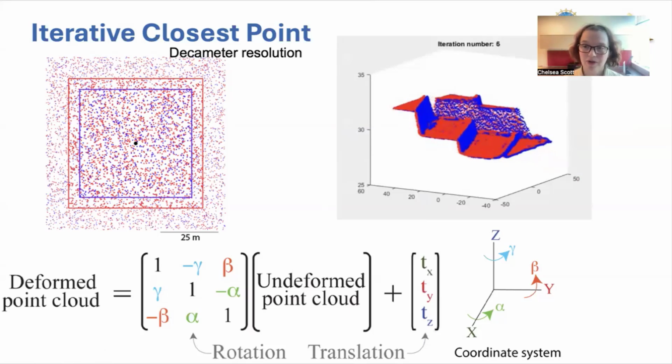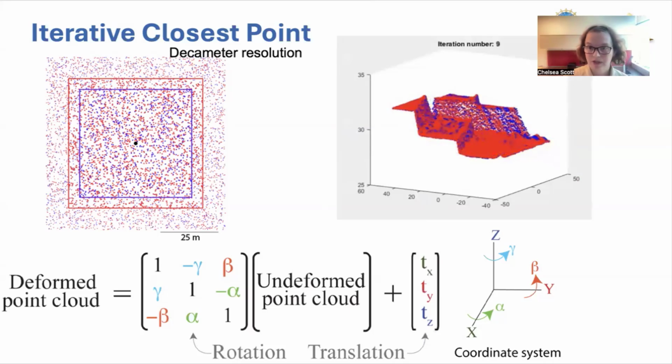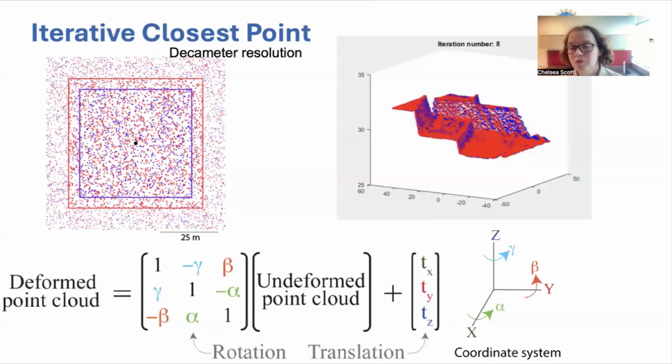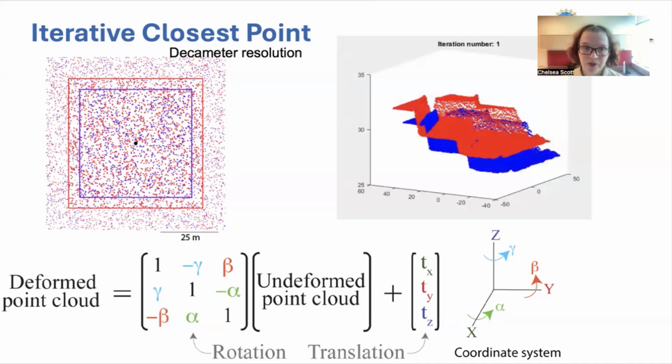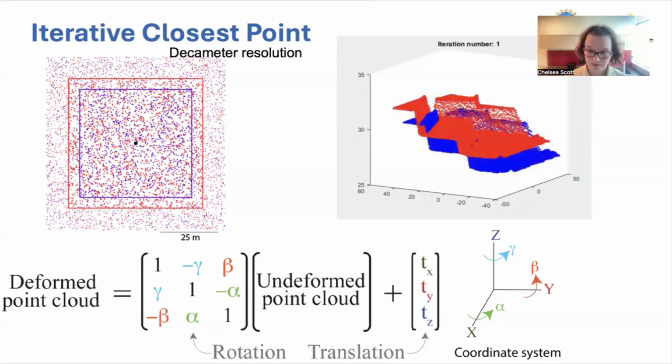And it's important to note that the resolution of the differencing is often decameter scale, and that's because we need enough area to have sufficient features to align the two point cloud data sets well. So this 3D differencing has substantially lower resolution than the vertical differencing.